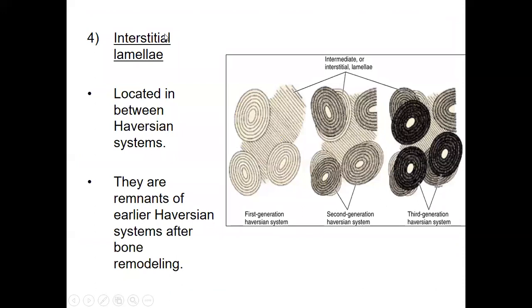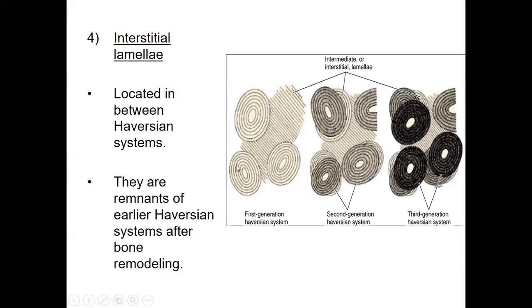How about the interstitial lamella? The interstitial lamella is located in between the Haversian systems. How is the interstitial lamella formed? The interstitial lamella is actually the remnant of the earlier Haversian systems. So you can see here, from the first generation to the second generation to the third generation.